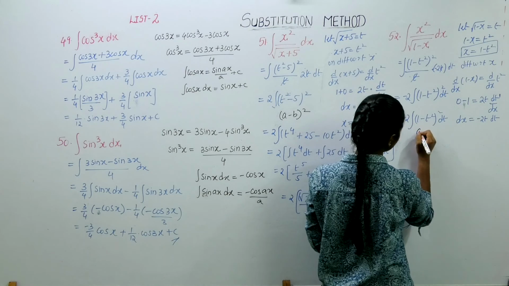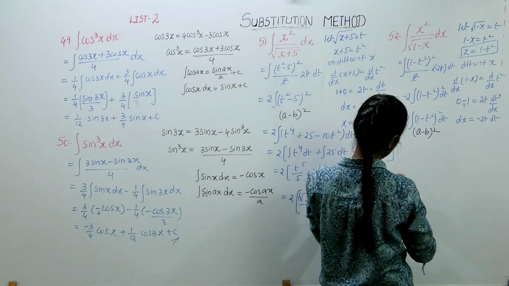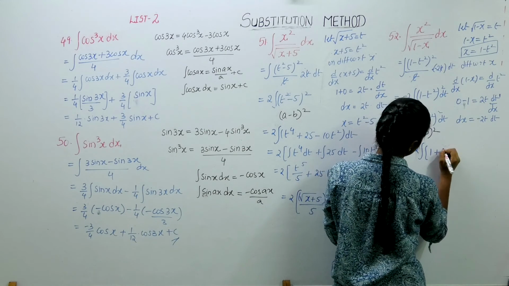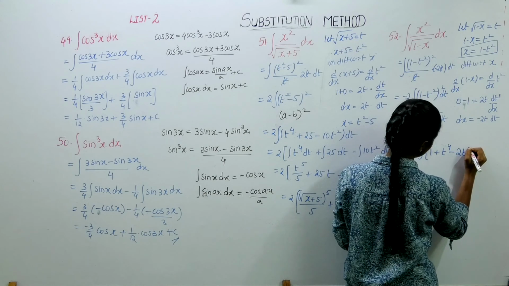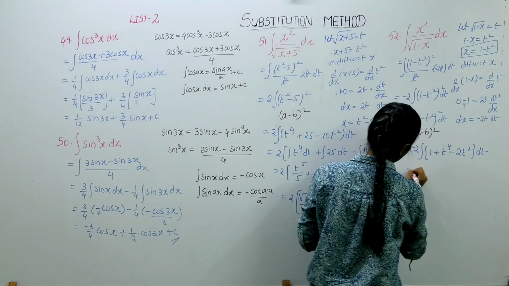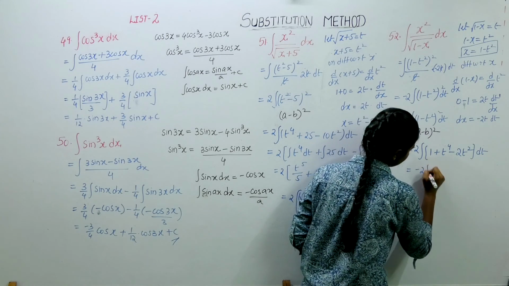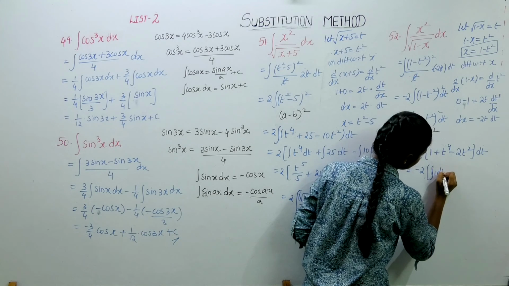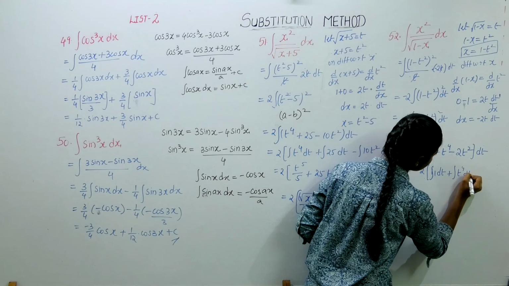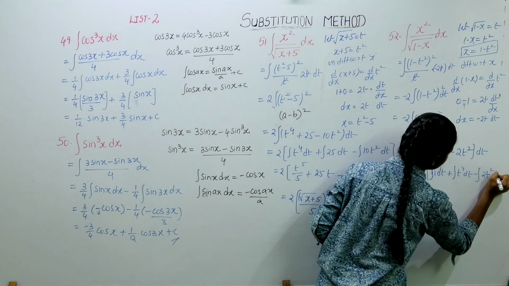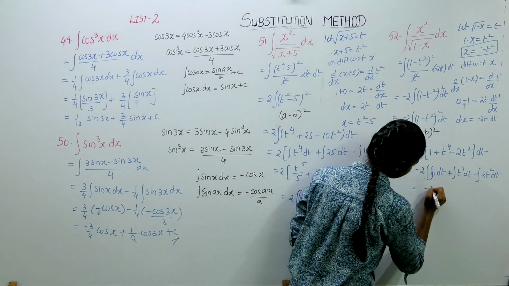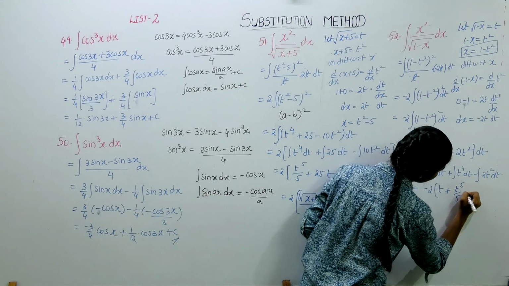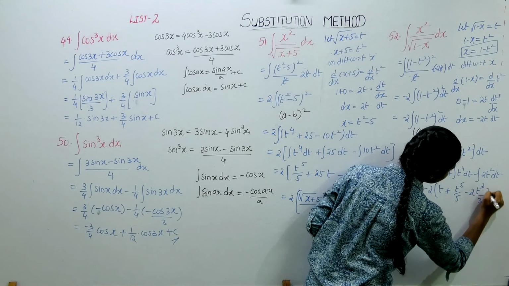This is in the form of (a minus b) whole square. When we substitute the formula, we have 1 square, 1 plus t power 4 minus 2t square dt. Now, separating integration for each term, we get integral 1 dt plus integral t power 4 dt minus integral 2t square dt, which is equal to minus 2 times t plus, for t power 4, t power 5 by 5, minus 2t cube by 3.